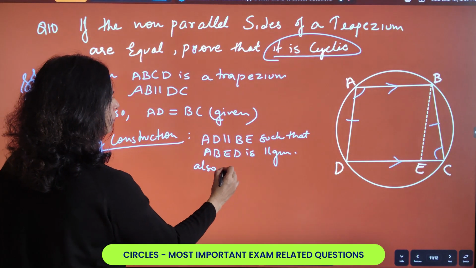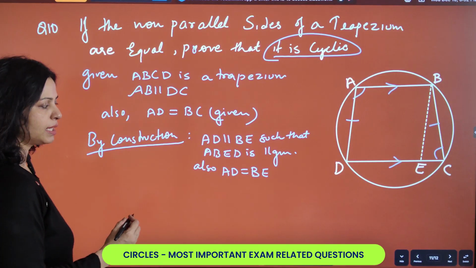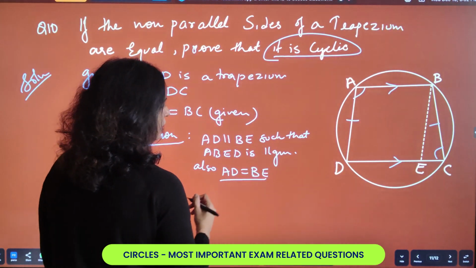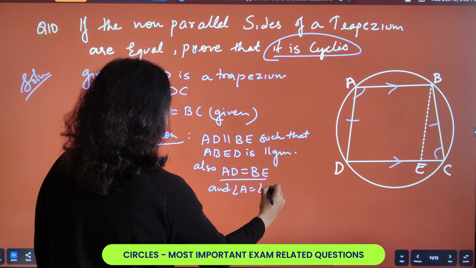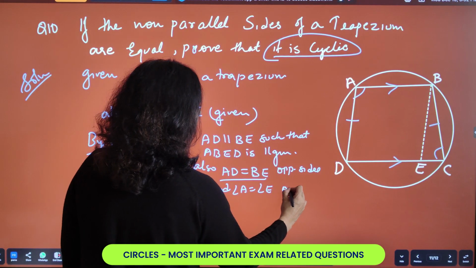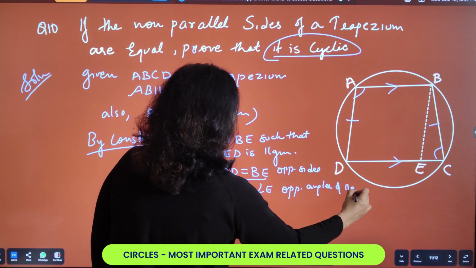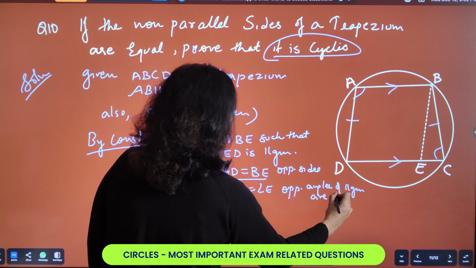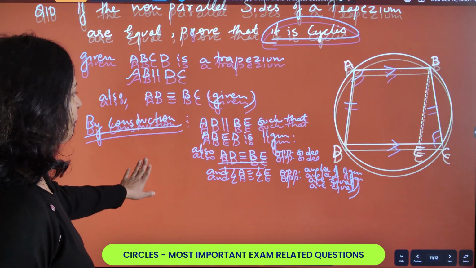Also we can say AD is equal to BE, because opposite sides of a parallelogram are equal. And angle A is equal to angle E, because opposite angles of a parallelogram are equal. So this property also we have to make use of here.